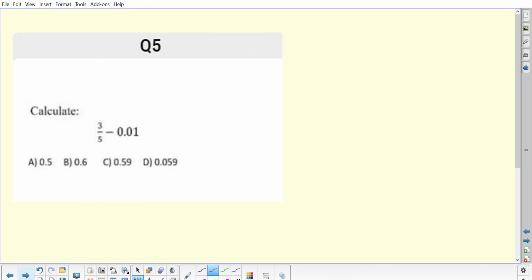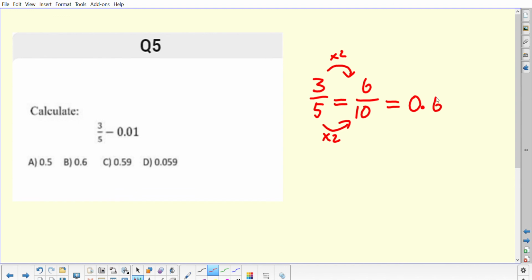This last one's got a bit of a mixture of fractions and decimals in the calculation. Notice that the answers are in decimal format, so what is a good idea here is to just work with decimals throughout. So take the 3/5 and write it as a decimal, and we've already seen that we can do that 2 ways. So easiest way is to change it into its equivalent fraction form. 3/5 is the same thing as 6/10, which as a decimal is 0.6.